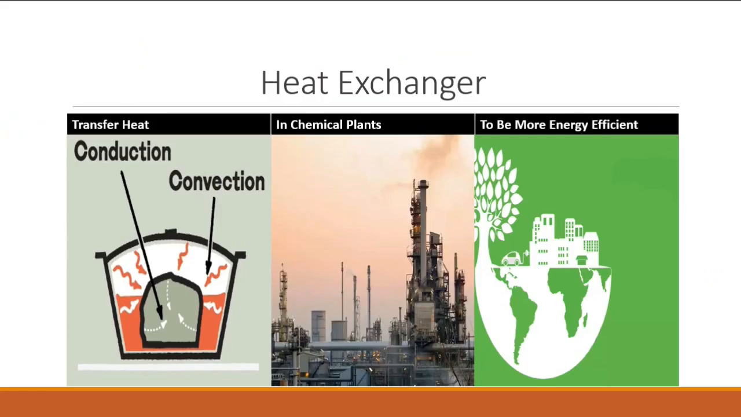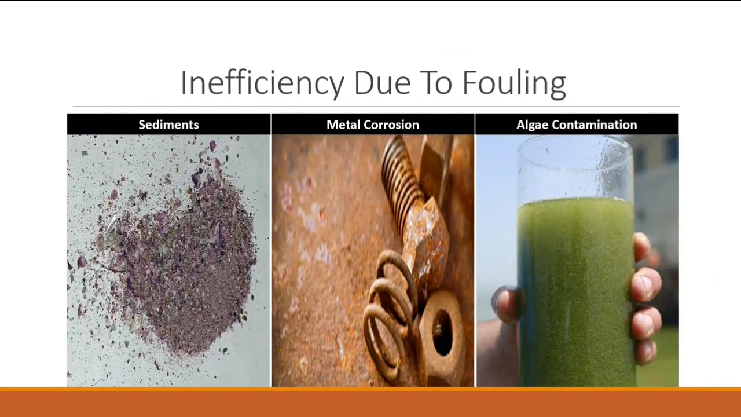A heat exchanger is a device that uses conduction and convection to transfer heat. It helps make the operation of chemical plants more energy efficient. Fouling restricts the efficiency of this device.